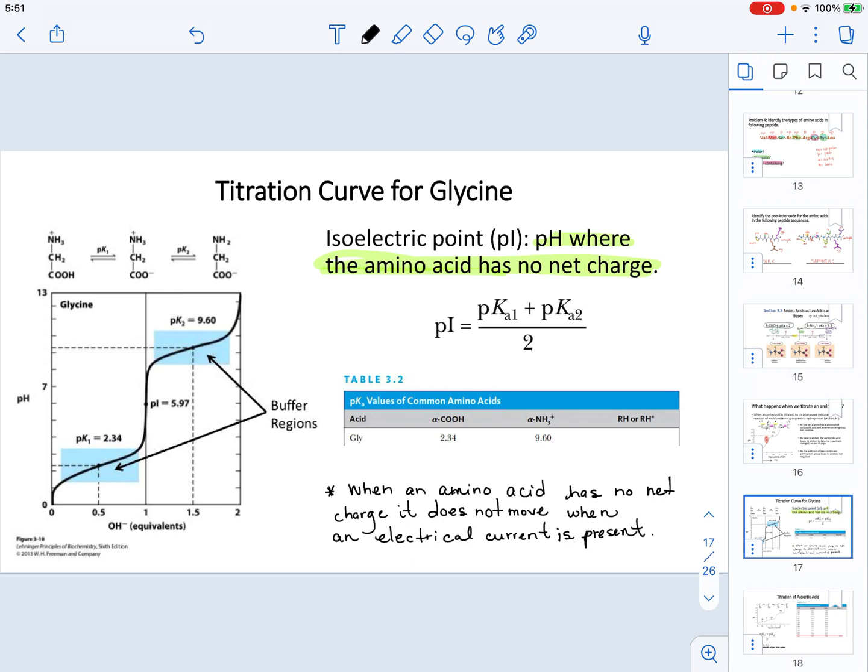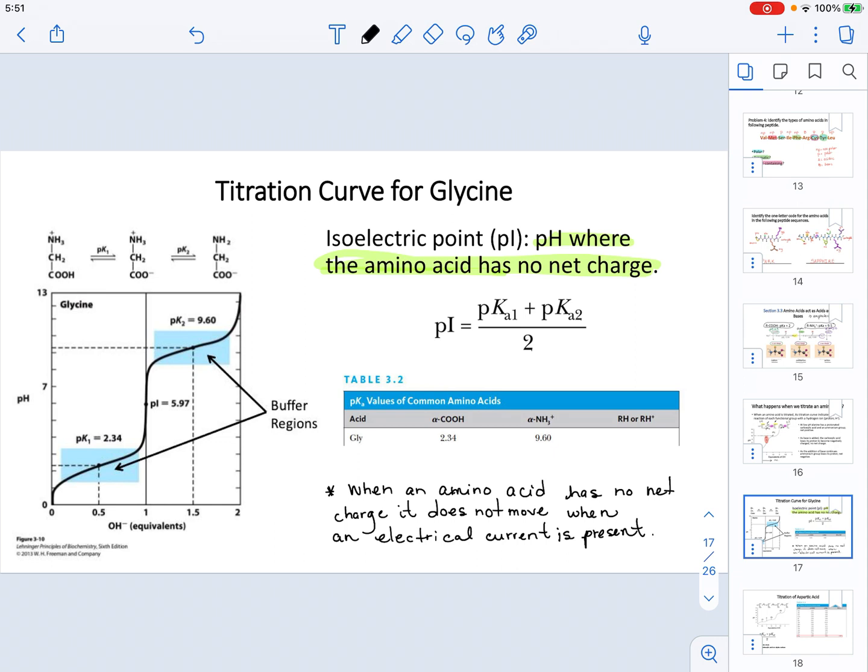But right now, I'm not going to focus on the buffer regions. I'm going to focus on the isoelectric point. So this is the idea. As you can see, the isoelectric point is where overall I have a net zero charge on my amino acid. So how do I calculate this for an amino acid?